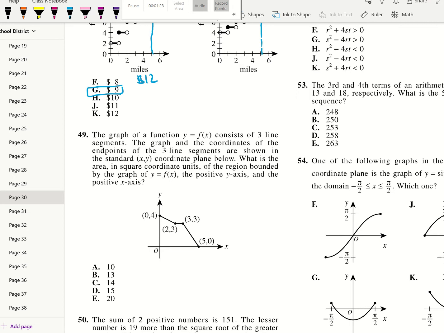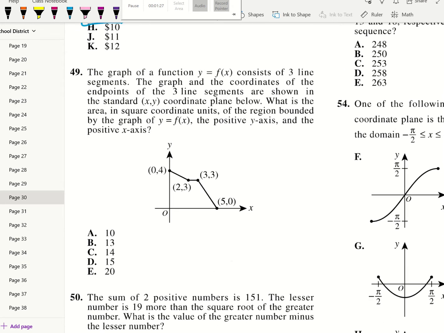Number 49, we have a graph of this function. And what we would like to do is find the area of the region that's bound between these graphs and the x-axis and the y-axis. In other words, we're asked to find the area of this enclosed figure here.